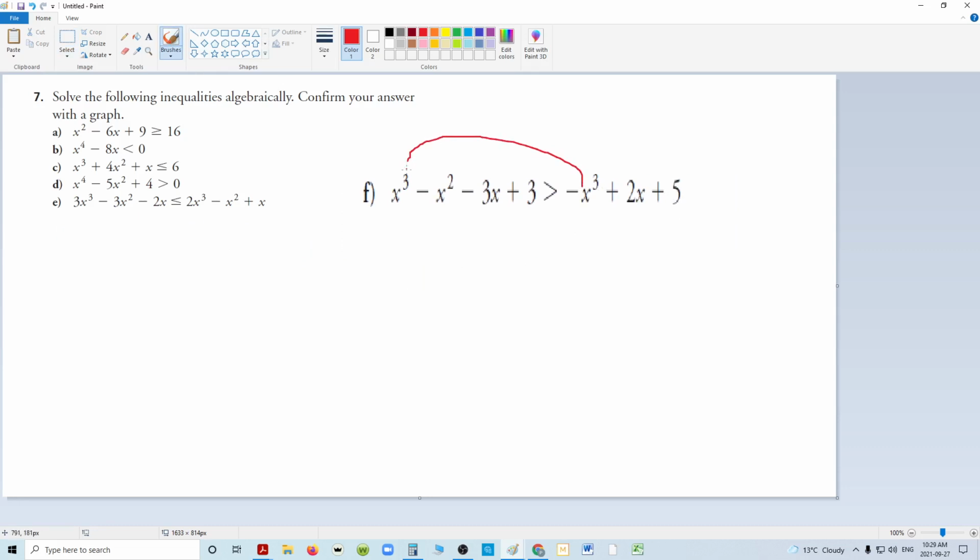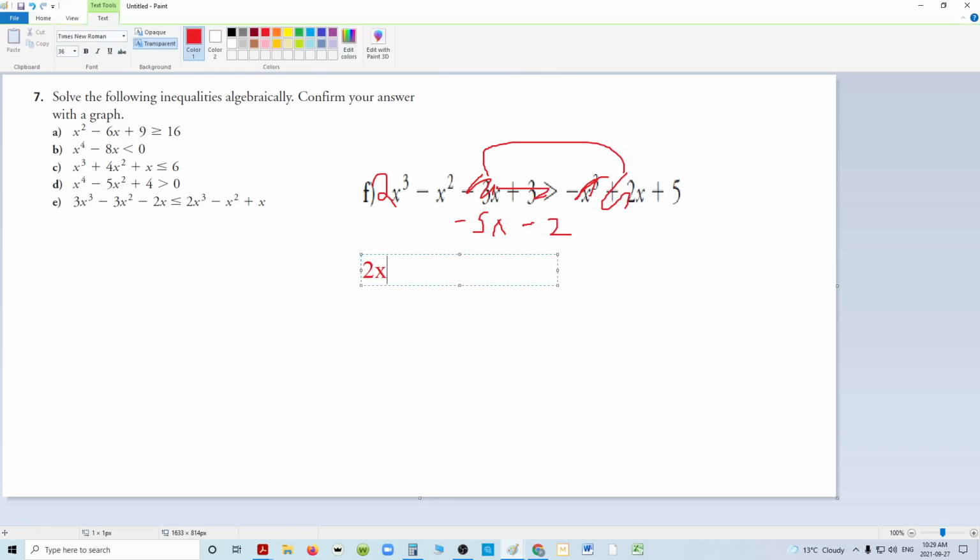When this goes over here, we get 2. When this goes over here, we subtract 2x, so we get minus 5x. And when this goes over here, we get minus 2. So we're left with 2x cubed minus x squared minus 5x minus 2, and when is that bigger than 0?